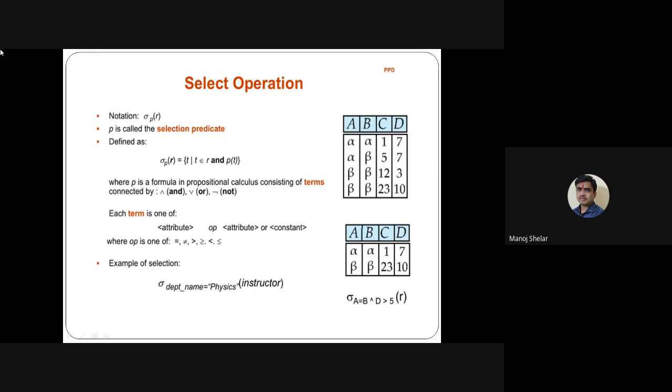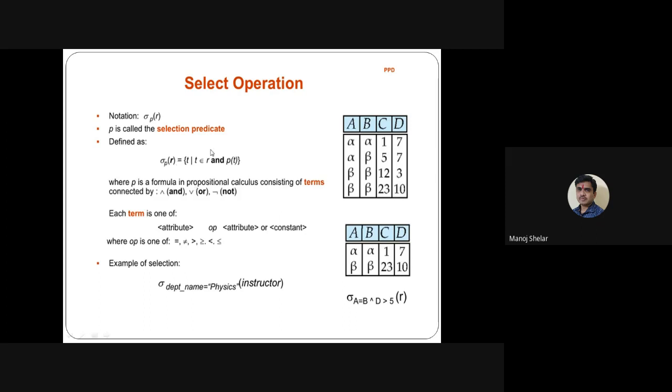Here is the first example, the select operation in relational algebra. This is one table. A, B, C, D are the attributes of the relation, with four rows, that is, four tuples. The notation is select P of R. What is R? R is this relation, and this relation has some name, so this relation is R. P is defined as the selection predicate. So the query is defined as select P of R.